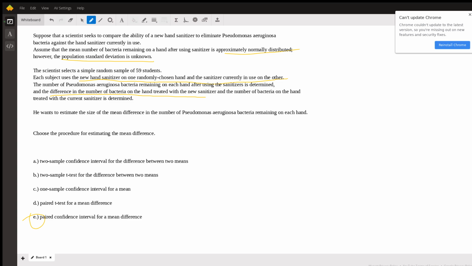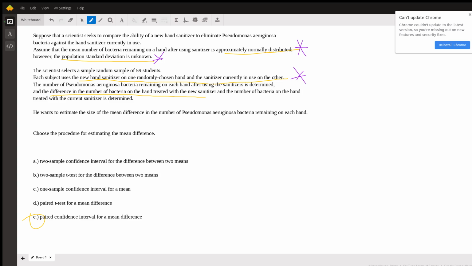So we're looking at the difference between a new hand sanitizer and X sanitizer that we currently use. A couple of key things here is noting that it's approximately normally distributed, that the population standard deviation is unknown, and that we are looking at hand sanitizer on one hand of a person and then the new hand sanitizer on the other hand of that same person.